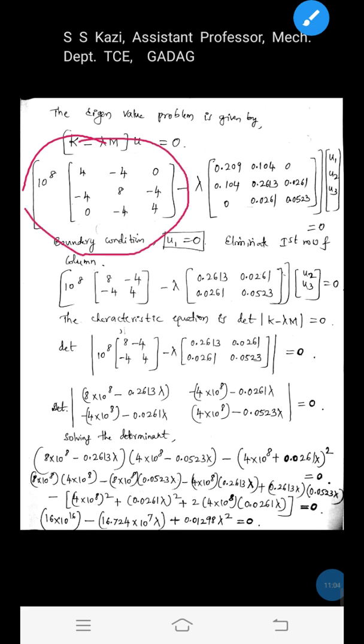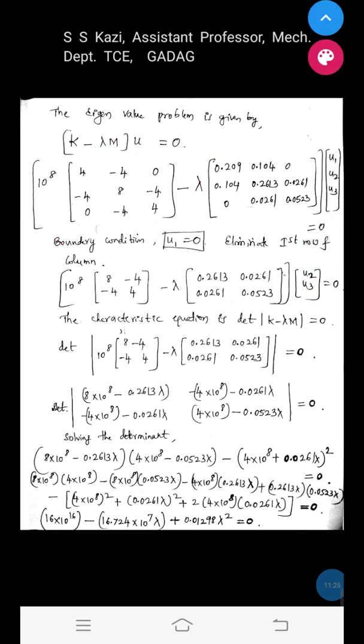Okay, now next you just write the global stiffness matrix, which we have just generated on the previous page. Write it here. And next, minus lambda into m, the global mass matrix that we generated on the previous page, into u1 u2 u3, that is the u matrix. Since there are 3 nodes, you will get u1 u2 u3 is equal to 0.